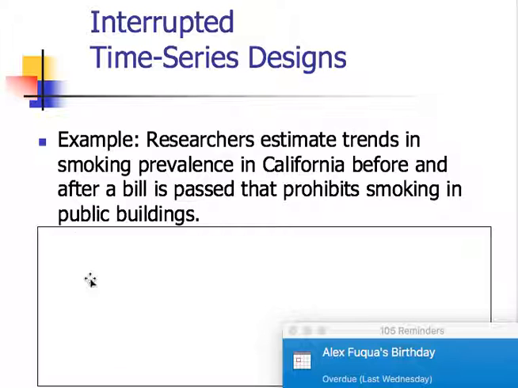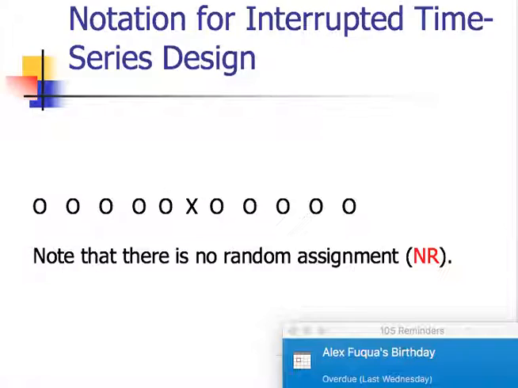Now, the notation for the interrupted time series design is like this. So you might have, let's say, 5 observations before some event and then another 5 observations. Again, remember that there's no random assignment. There's only one group, so you can't randomly assign people to different groups. There's just the one.